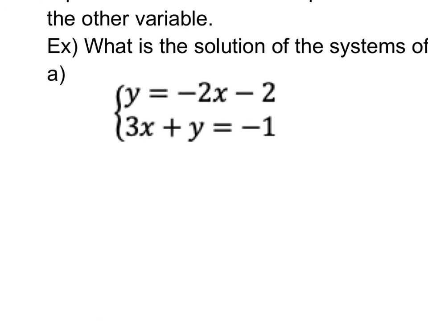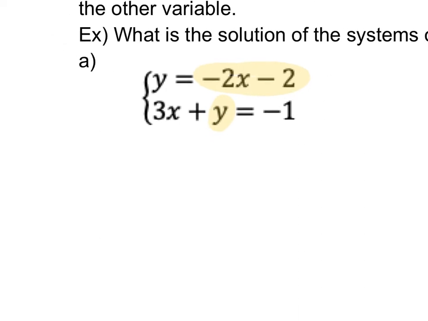Substitution. So first you need to figure out which variable is either by itself or very easy to get by itself. And in this case, it looks like this: y equals -2x minus 2. So we're going to take all of that and substitute it in for y in that second equation. So that would give me 3x plus, and then you have all of that stuff right there, the -2x minus 2, and it's going to equal -1.